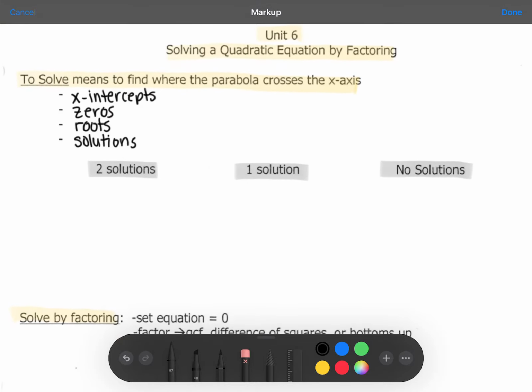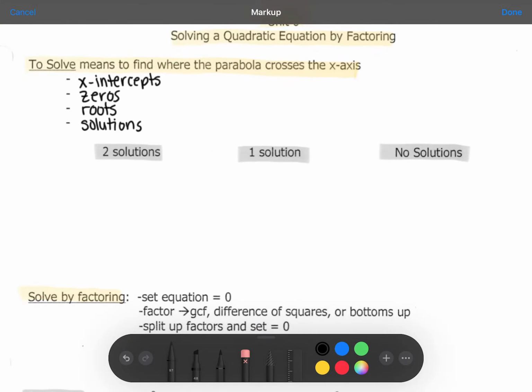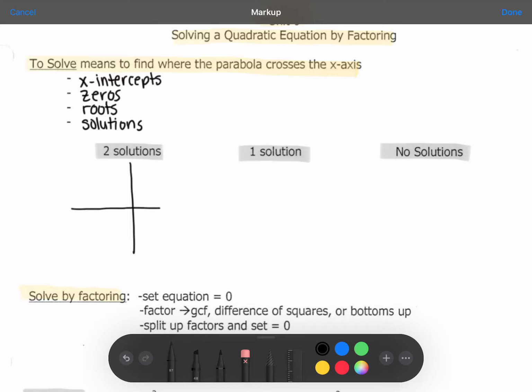All right, so there are three different kinds of solutions we may come up with. You can have two solutions, and that happens when your parabola crosses the x-axis twice. Here's an example of a parabola that crosses the x-axis in two different places, and that means it would have two solutions. Parabolas, of course, can open up or down. If you have two intercepts, that means you have two solutions.